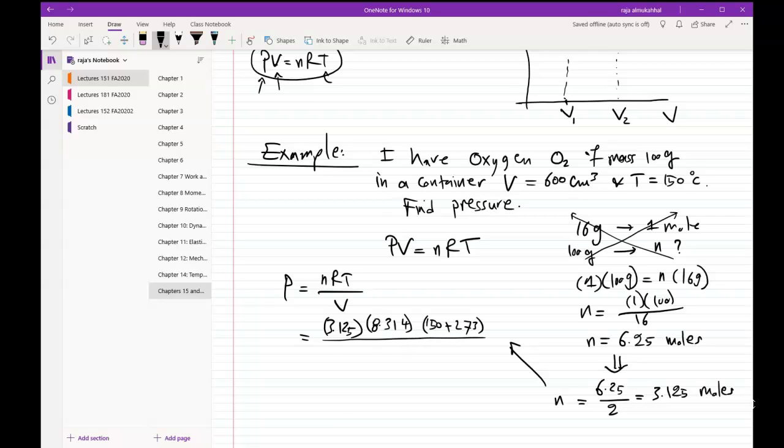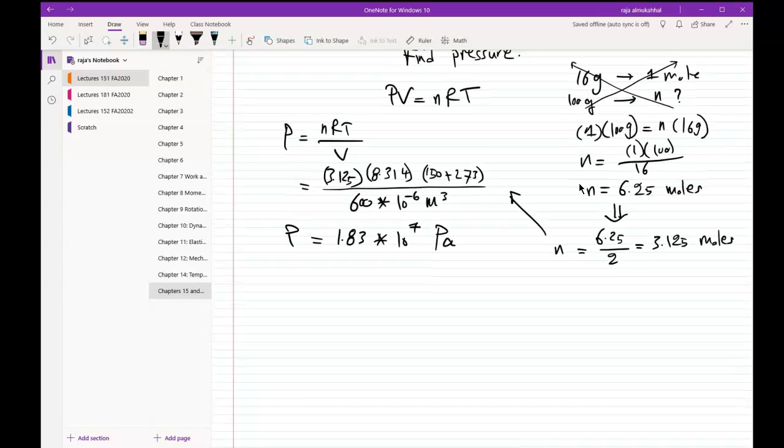Divided by the volume, which is given to us as 600 centimeter cubed. So that means 600 times centi to the third, which makes it 600 times 10 to the negative 6 meter cubed, and then you just calculate all of that. When you calculate it, I have the answer in front of me, 1.83 times 10 to the power of 7. And what's the unit of pressure? Pascal. Don't forget that, the Pascal.